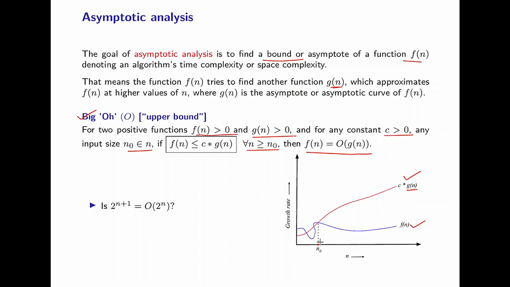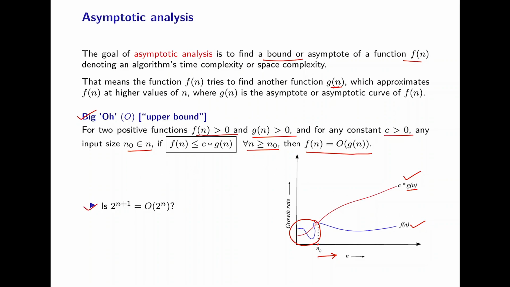But one important thing: up to n naught, for smaller values of n, anything can happen. Sometimes the growth rate of c times g(n) is more than the growth rate of f(n), and sometimes the growth rate of f(n) is more than c times g(n). So we should not analyze for smaller values of input. We should analyze for larger values. That's why we always consider from this point n naught to infinity on this side.